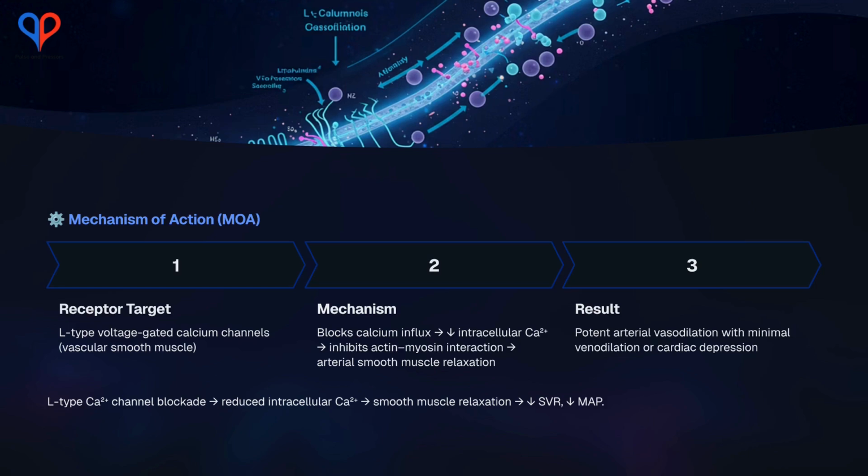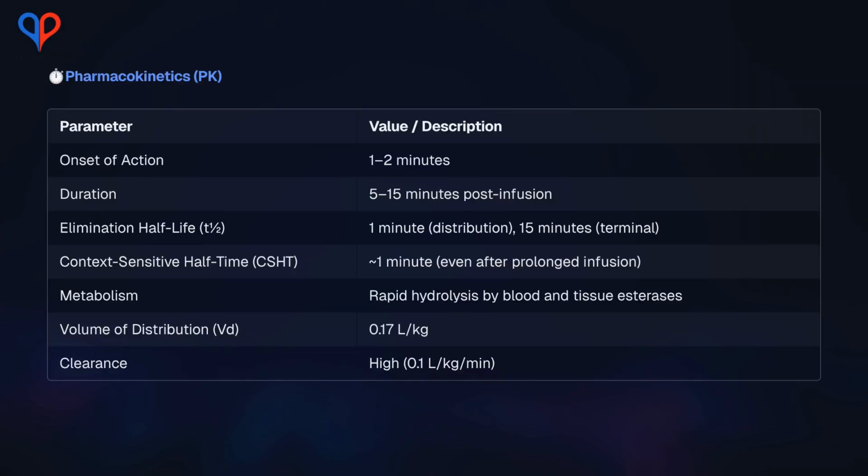Clinically, this results in an almost immediate fall in mean arterial pressure, with minimal reflex tachycardia due to its balanced arterial selectivity. Clevidipine's pharmacokinetic profile is engineered for precision. It has an onset of action within 2 to 4 minutes and a plasma elimination half-life of approximately 1 minute. Its context-sensitive half-time remains stable, even with prolonged infusion, meaning that when you stop the drip, the patient's blood pressure normalizes within minutes, regardless of infusion duration.